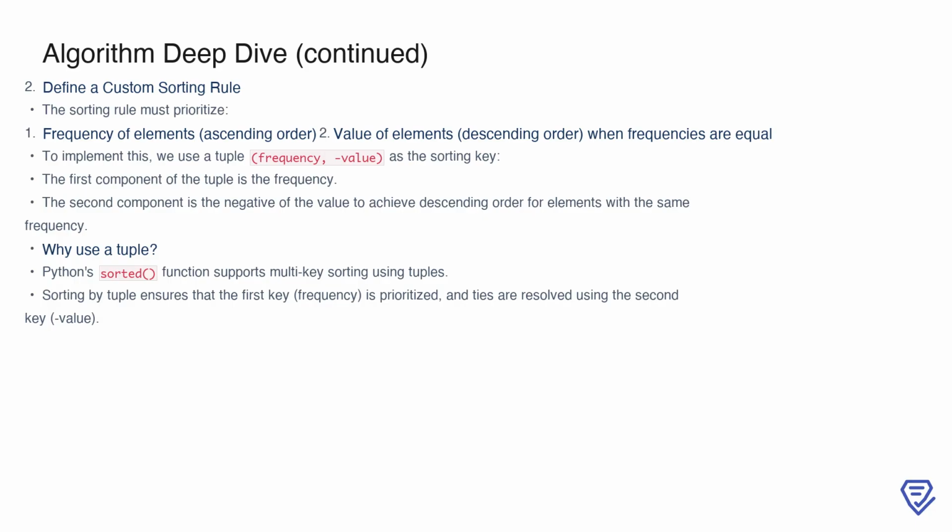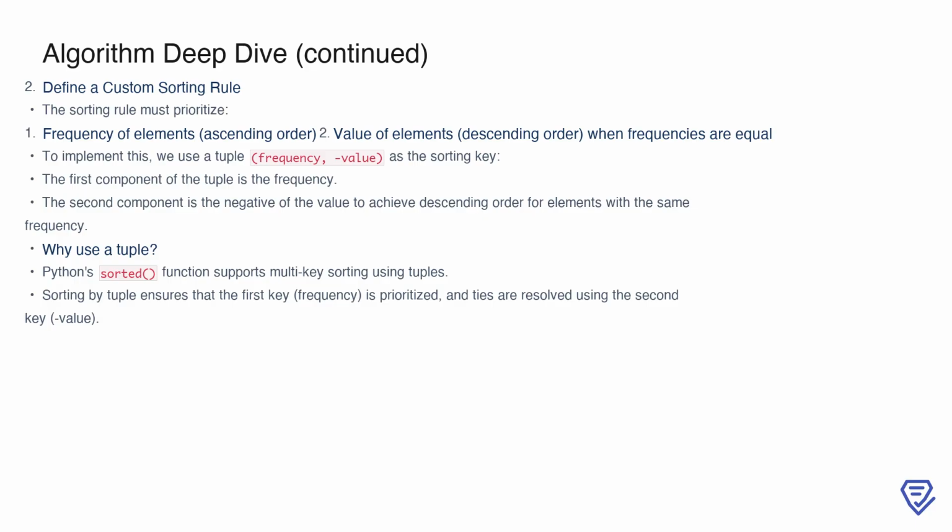To implement this custom rule, we use tuples as the sorting key. The tuple is structured as (frequency, -value), where the frequency is the first component, and the negative of the value is the second component. Using negative values allows us to achieve descending order for ties in frequency, as Python naturally sorts numbers in ascending order.